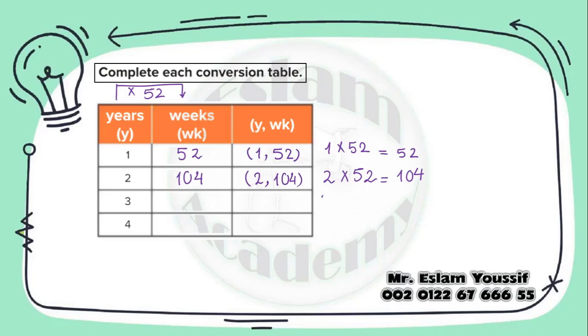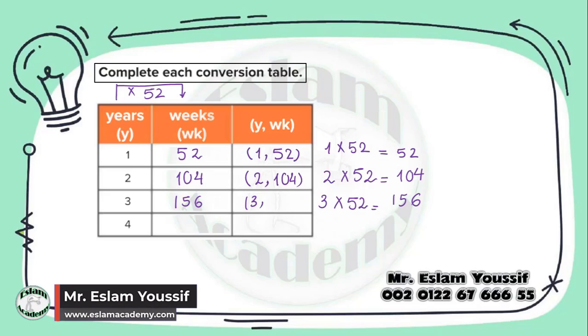Now we have 3, just write 3. Then multiply because we convert from the greatest unit to the smallest unit. 1 year is equal to 52 weeks. So it will be 3 times 2 equals 6, and 3 times 5 equals 15. So it will be 156. It means for each 3 years, it will be equal to 156 weeks.